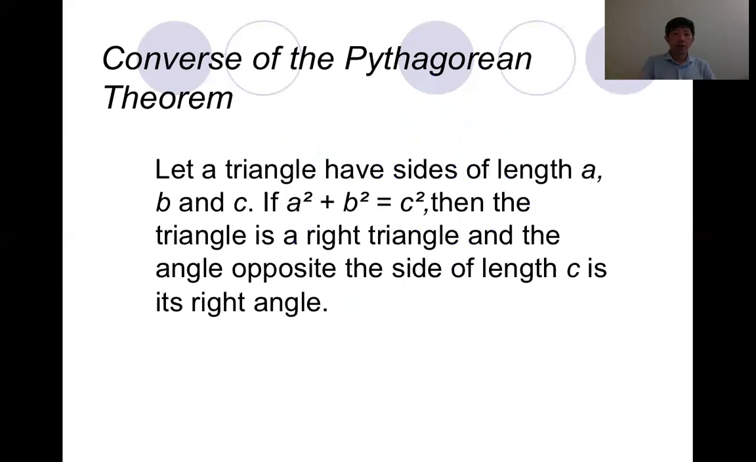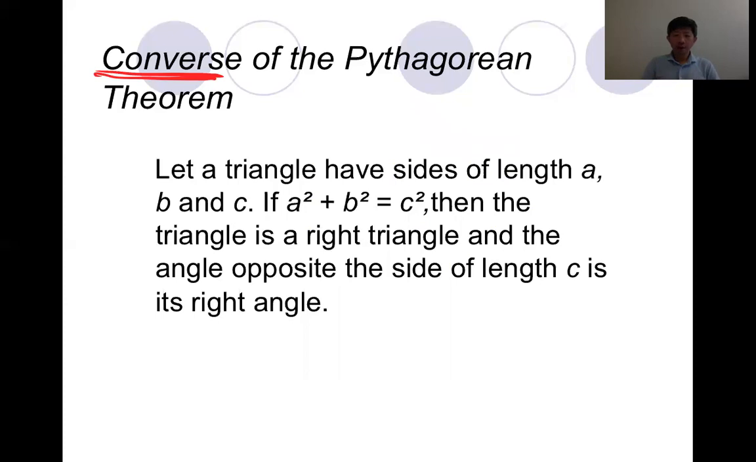Now here is called the converse of the Pythagorean theorem. Let a triangle have sides of length A, B, and C. Now if A squared plus B squared equals C squared, then the triangle is a right triangle, and the angle opposite the side of length C is its right angle, right? So what does converse mean?